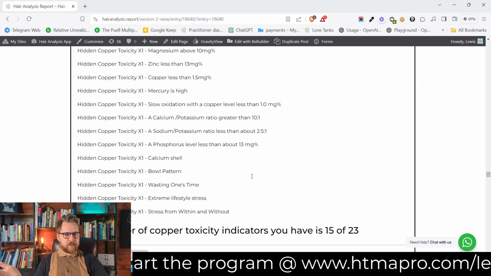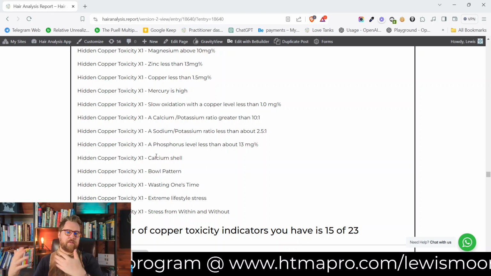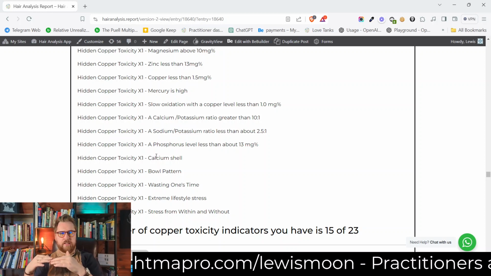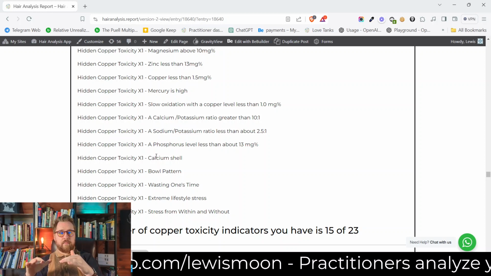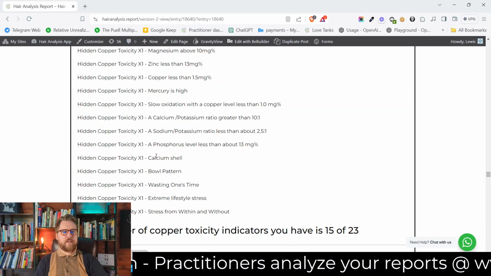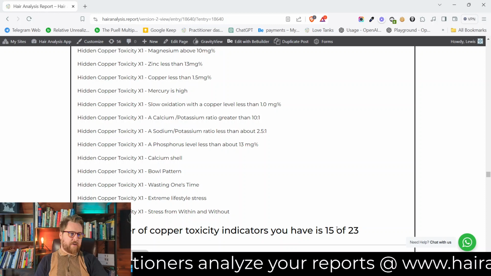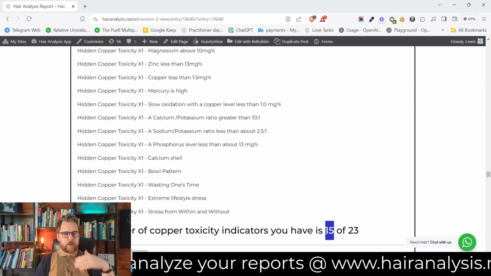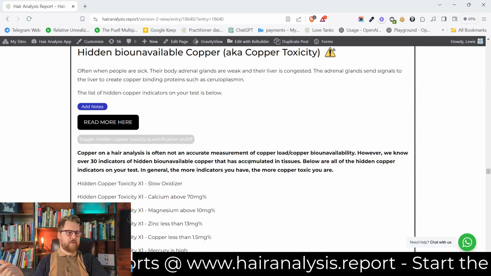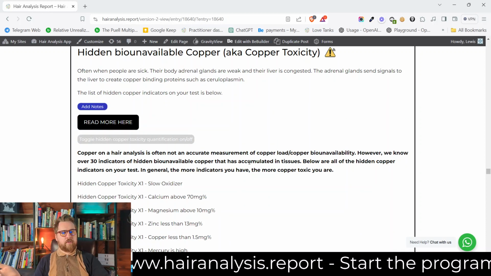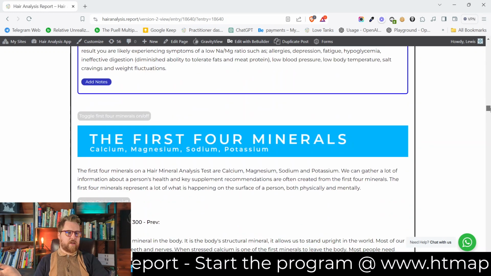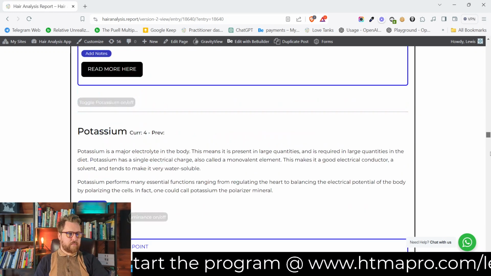Another one is a calcium shell, for example. If you're a male, the calcium shell cutoff is 155 milligrams percent on a hair test, whereas for a female it's 165. So again, 15 is sort of the cut-off point. I personally believe there are other copper toxicity indicators. For example, a really low sodium magnesium level is probably one of them.